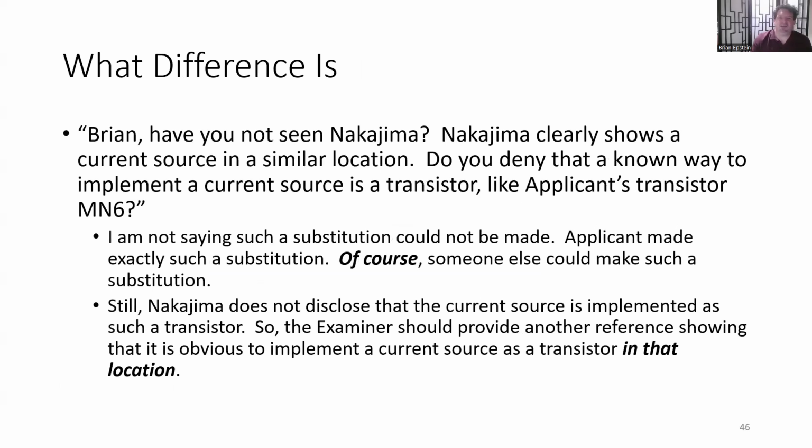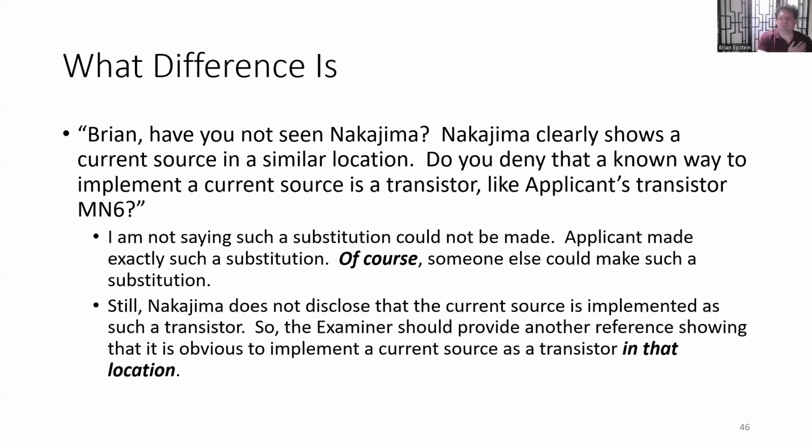Brian, have you not seen this Nakajima reference? Nakajima clearly shows a current source in a similar location. So do you deny that a known way to implement a current source is a transistor, like applicant's transistor Mn6, right? Nakajima shows a current source. We know current sources can be transistors, so why wouldn't you do that?